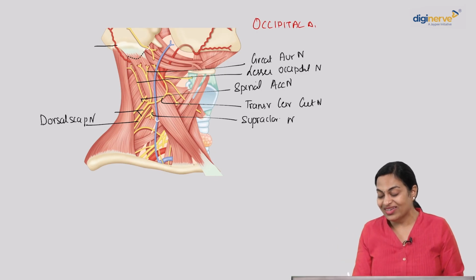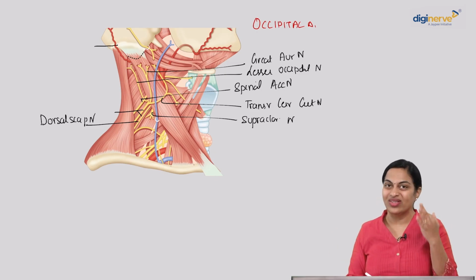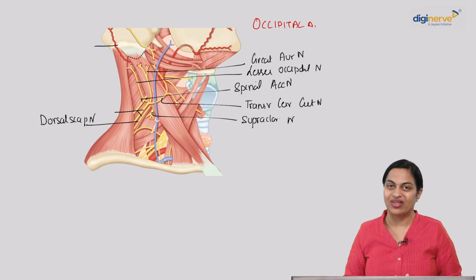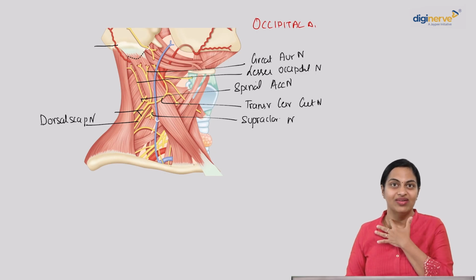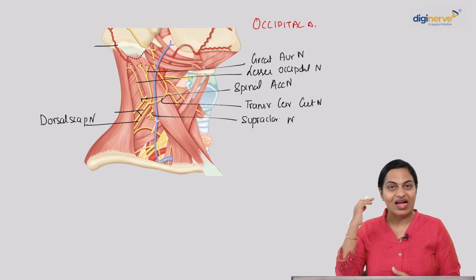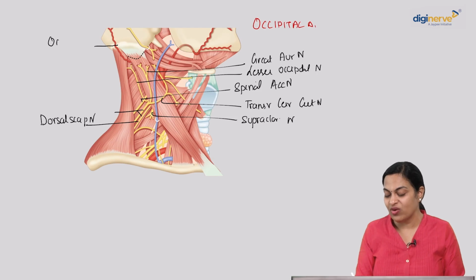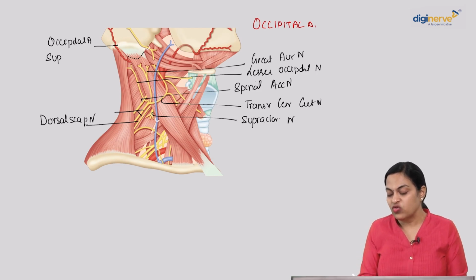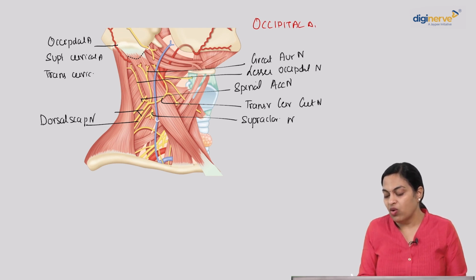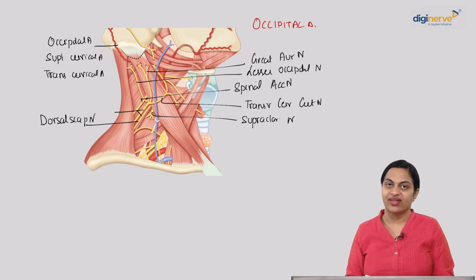Okay, and as I told you, what are the three triangles related to the occipital artery? Carotid triangle, occipital triangle and suboccipital triangle. Can you appreciate the occipital artery here? Apart from that, the superficial cervical artery, transverse cervical artery will also be seen in this triangle.